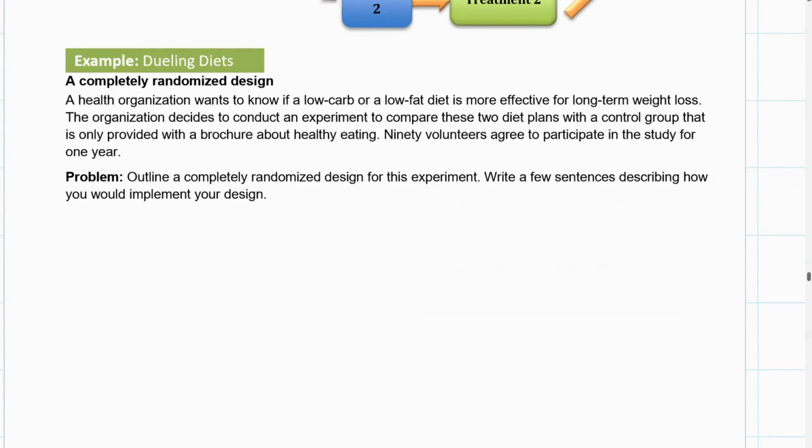It says, a health organization wants to know if a low carb or a low fat diet is more effective for long-term weight loss. The organization decided to conduct an experiment to compare the two diet plans with a control group that has only provided a brochure about healthy eating. 90 volunteers agreed to participate in the study for 1 year. Problem: outline a completely randomized experiment design for this experiment. Write a few sentences on how you would implement your design.